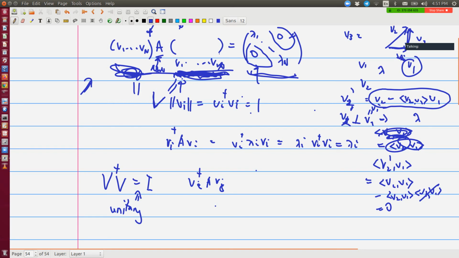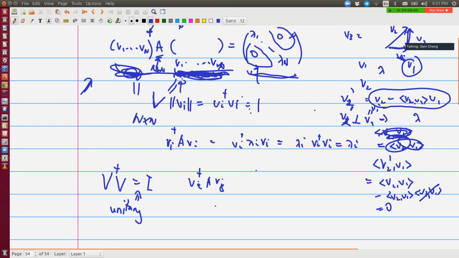That matrix is n by n, n times n. V is n by n. Yes. And that should be the eigenvector matrix. Yeah, it's an eigenvector matrix.